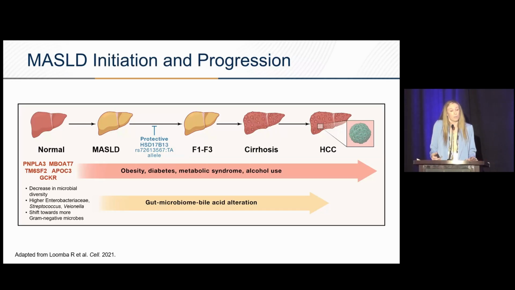Along with those cardiometabolic risk factors, as MASLD progresses to fibrosis and fibrosis worsens, we do see a change in the gut microbiome. It becomes less diverse. There's a higher number of streptococcus and a shift towards gram-negative bacteria in the gut microbiome. Together, the gut microbiome and metabolic risk factors will amplify the risk of progression in patients who have genetic susceptibility.